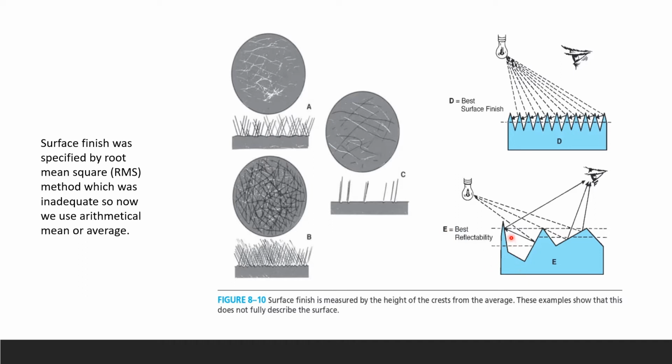So E here, there are 3 peaks right there. And right here, D has more peaks. And here is your light, and here is your eye. And you can see reflecting. You can also see they're reflecting. But this side for E has more reflectability than D, okay? But for surface finish, D is better because they are definitely regular peaks, okay? And the light rays are evenly distributed.